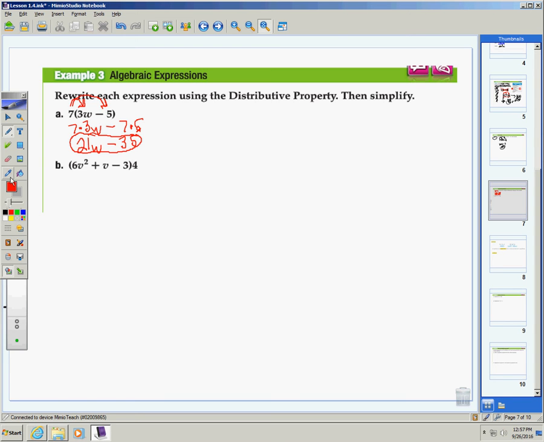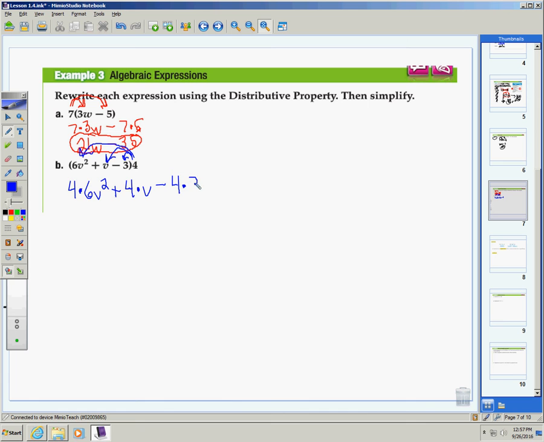And you don't just have to distribute to two things, and the number also doesn't have to be on the left. Because here I've got the quantity of 6v squared plus v minus 3 all times 4, and I can just distribute the exact same way. I'm going to take 4 and multiply it by everything in the parentheses. And again, you do not have to write down this step, but I'm just showing you what is happening. I am simply multiplying every single thing in those parentheses by that 4.